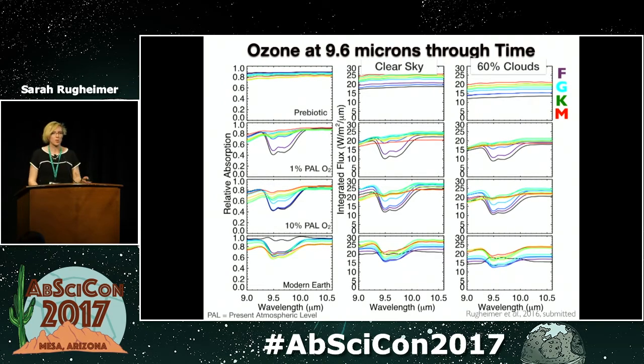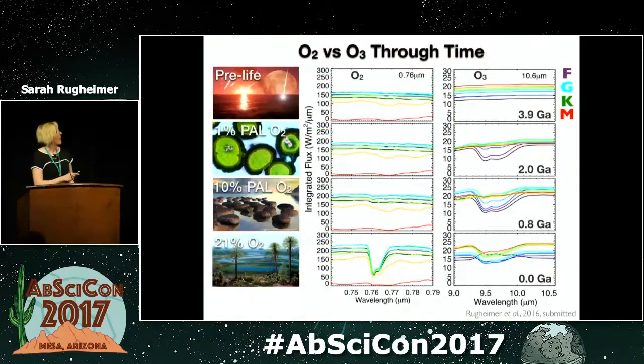And I think this is most striking if you compare these two side by side with the oxygen feature and the ozone feature. This is assuming 60% clouds, similar to what we have on Earth, with cloud layers at 1 kilometer, 6 kilometers, and 12 kilometers. You see here's the prebiotic case, the 1% PAL, the 10%, and the modern Earth concentrations. And you would be able to detect that presence through the ozone feature much earlier in Earth's history.